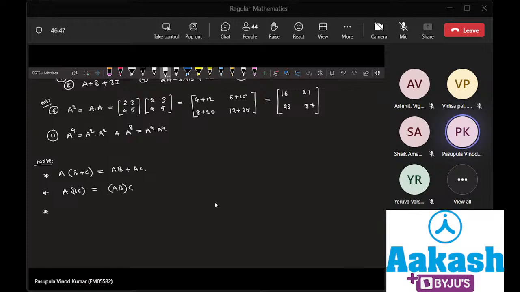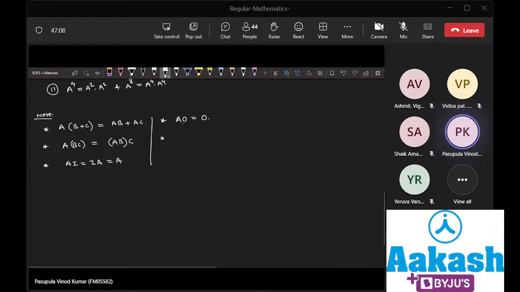Next, A into I is equal to I into A, both will generate answer A only. And next, A into 0 is equal to 0 only.